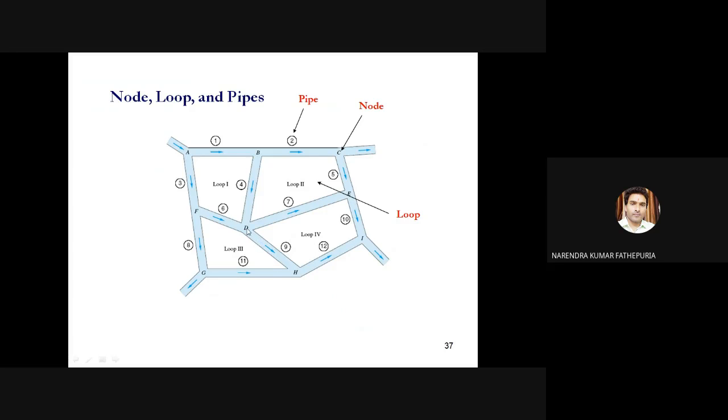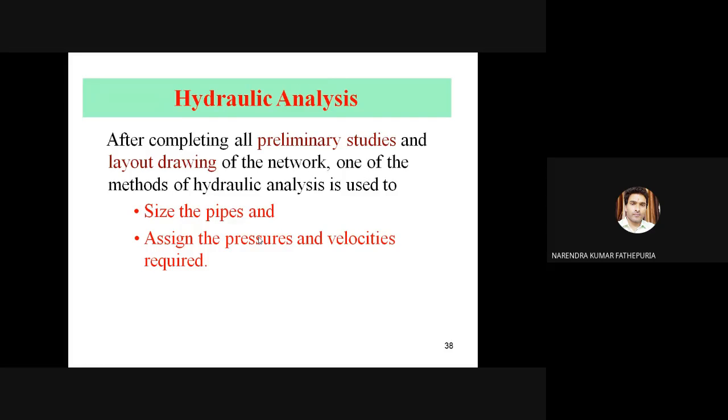This will be one node. This will be one node. These are the nodes. The junction point will be the node. See, this is a node. C is the node here. The loop we have explained. Here also I is the node. Z is a node, A is a node. These are the nodes.